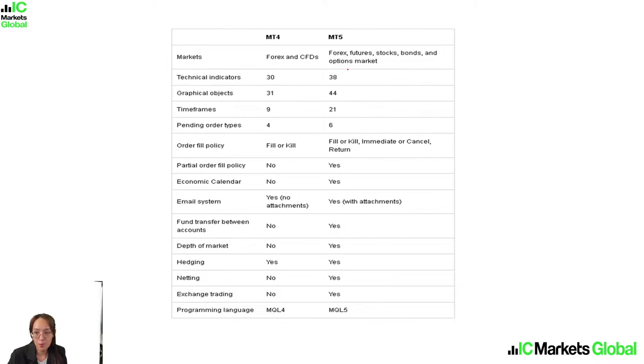The markets on MT5 are more, which is you can trade options, or maybe you can trade indices here on MT5. The technical indicators are the same. Sorry, MT5 has more than MT4, with indicators 38 versus 30, and graphic objects having 44. So basically, MT5 is just an upgraded version of MT4.